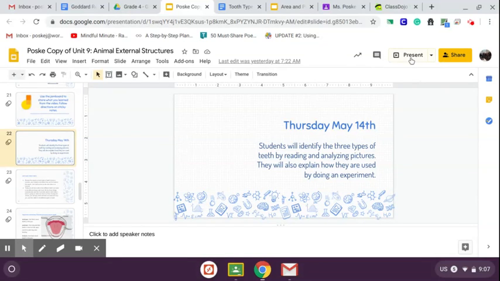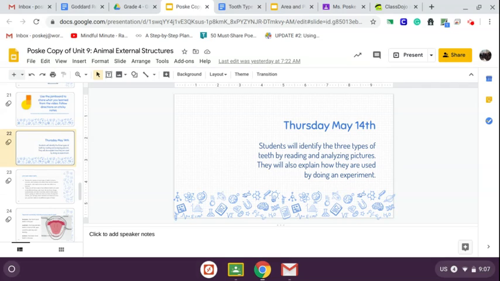Hey guys, happy Thursday. This activity today is all about teeth, and all about our teeth and the different parts of our mouth inside.